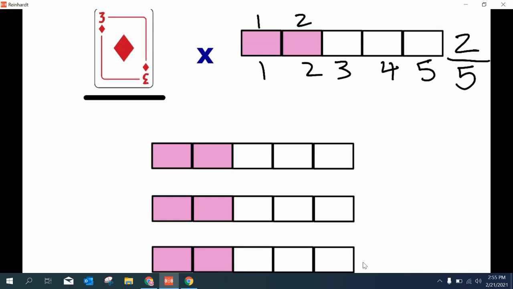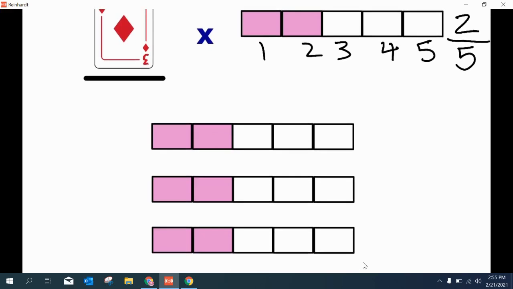2/5 is my fraction. I have 3 of them written here. So I have 1/5 and 1/5, 1/5 and 1/5, 1/5 and 1/5. So each of these are equal to 2/5 because I have 1/5 and 1/5 equals 2/5.